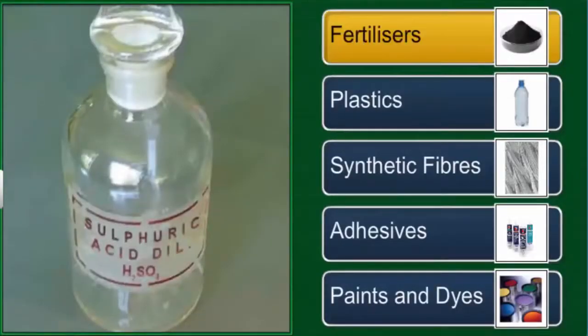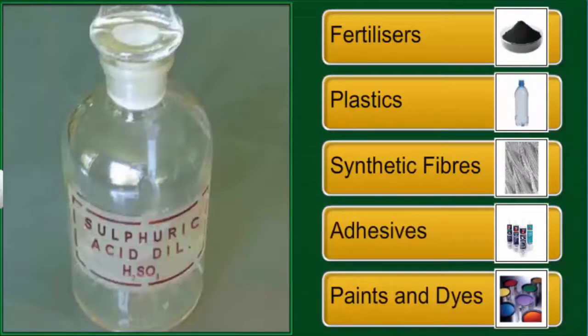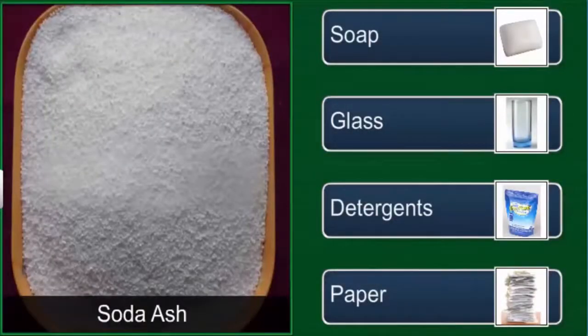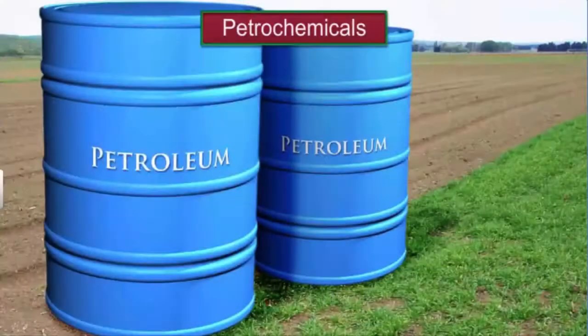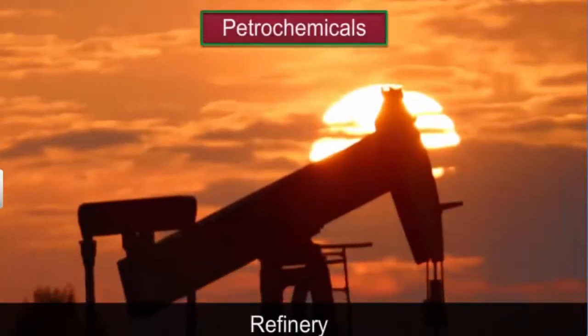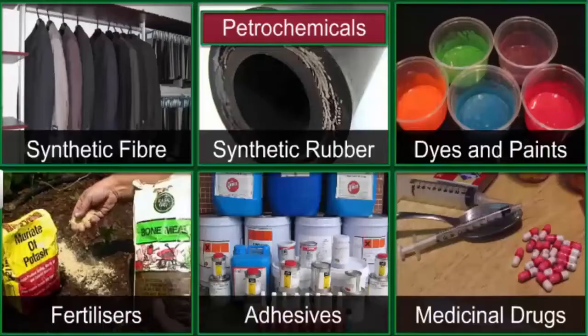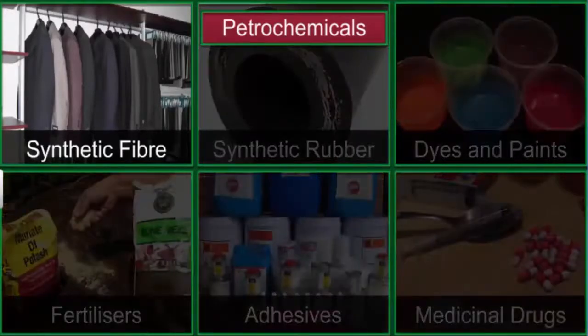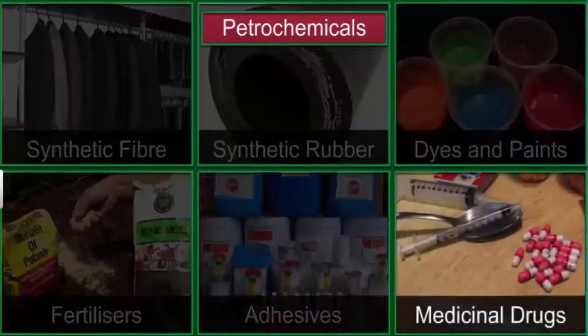For example, sulfuric acid is used in the production of fertilizers, plastics, synthetic fibers, adhesives, paints and dyes. Similarly, soda ash is used in manufacturing soap, glass, detergents and paper. A major part of organic chemicals is petrochemicals. Petrochemicals are materials derived as the byproducts of petroleum refining. Thus, most organic chemical industries are located near refineries. Petrochemicals are used to manufacture synthetic fiber, synthetic rubber, dyes and paints, fertilizers, adhesives and medicinal drugs.